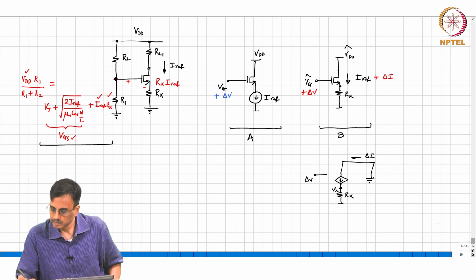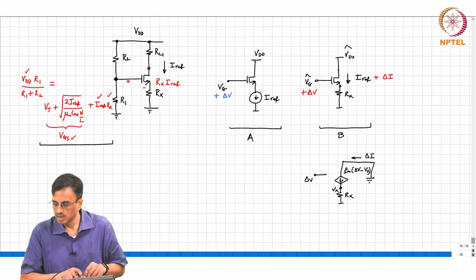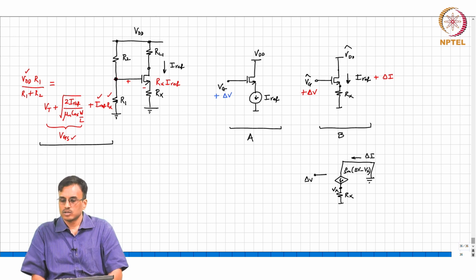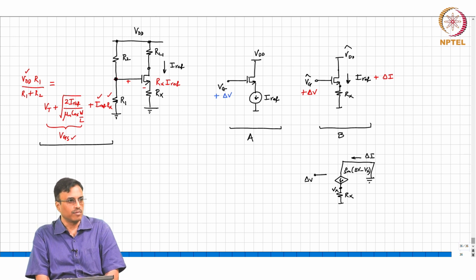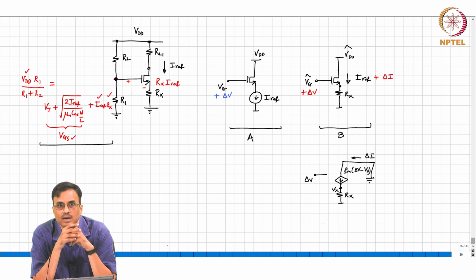Gm delta V minus Vx. Okay, very good. So now help me figure out delta I. So what is the unknown that we are trying to find out? Vx. So how will we find Vx?